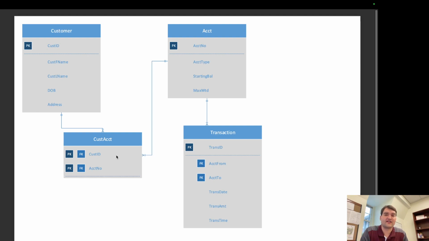Foreign keys are very important, and they're going to be used a lot later on when we get into joining 2 tables together. If we look at the cust account entity, you might notice that both of the attributes there are not only primary keys, but also foreign keys. A foreign key is essentially saying that this attribute doesn't originate inside of this entity. It originates in a different entity. In the case of cust account, cust ID originates in customer, account number originates in the account entity.